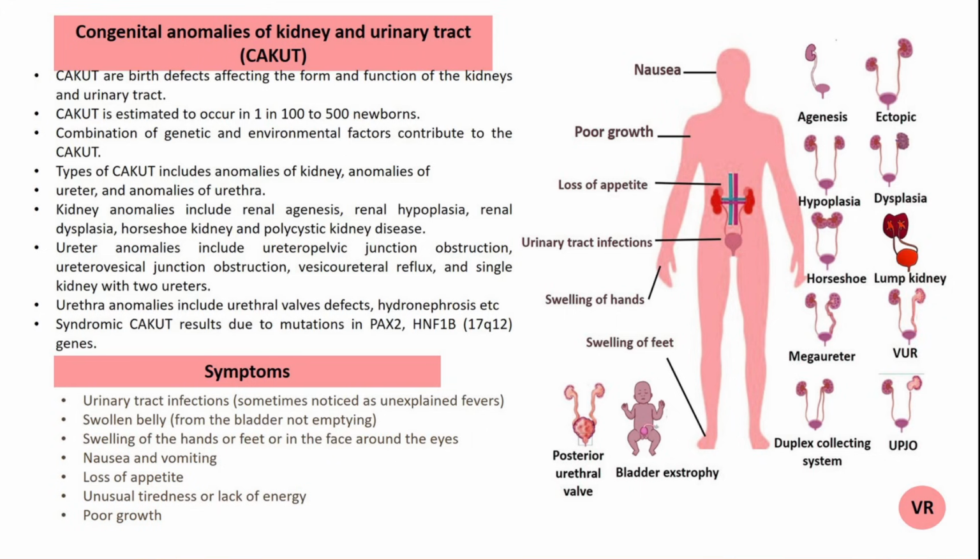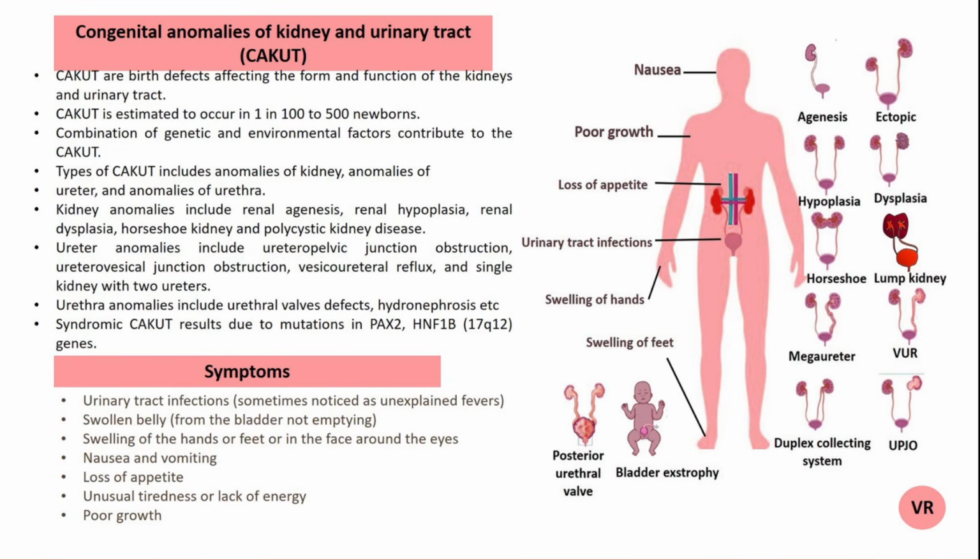CAKUT can be broadly characterized into 6 groups. The first group is renal agenesis and hypoplasia. Unilateral or bilateral renal agenesis, in which one or both kidneys fail to develop. However, in case of renal hypoplasia, kidneys are small due to fewer nephrons. The second anomaly group is renal dysplasia. In multicystic dysplastic kidneys, the kidneys are malformed with multiple cysts and non-functional.